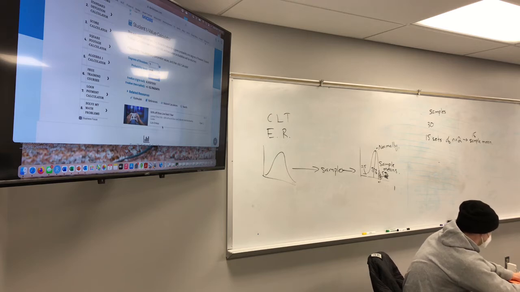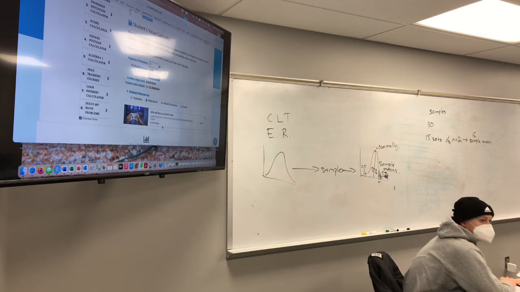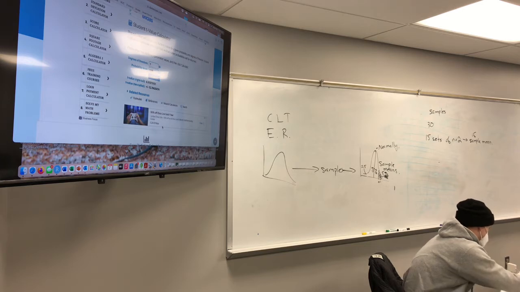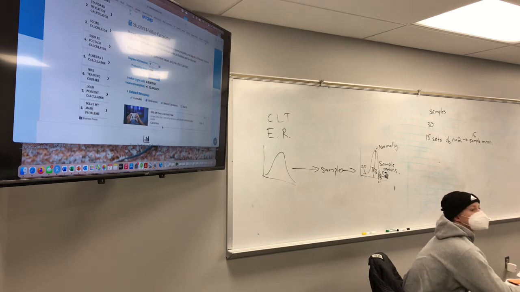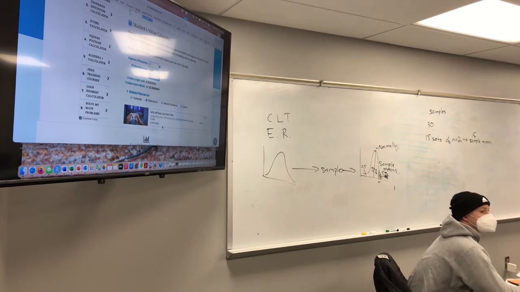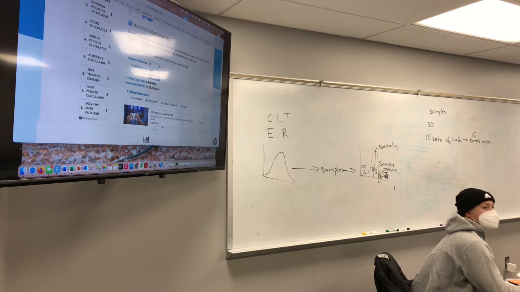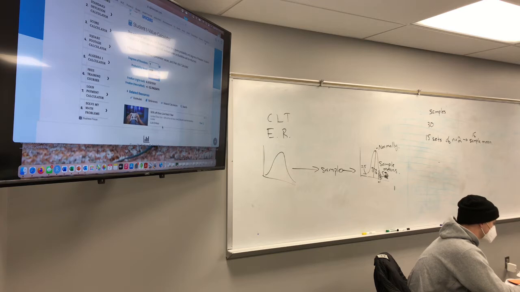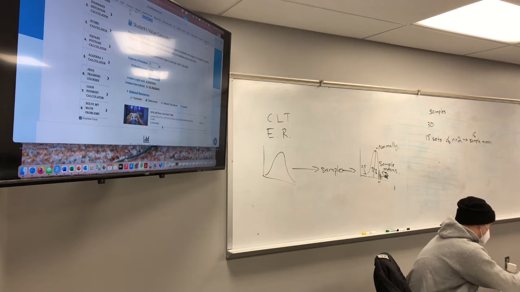The standard error is 0.7071 divided by the square root of 2. What does that turn out to be? I don't have my calculator or my phone or anything, so help me with the math. 0.499. Okay, so that's the standard error.